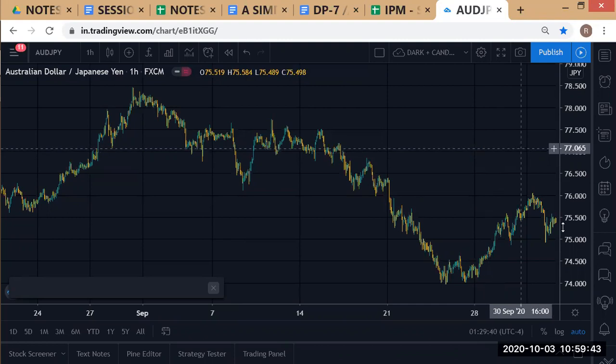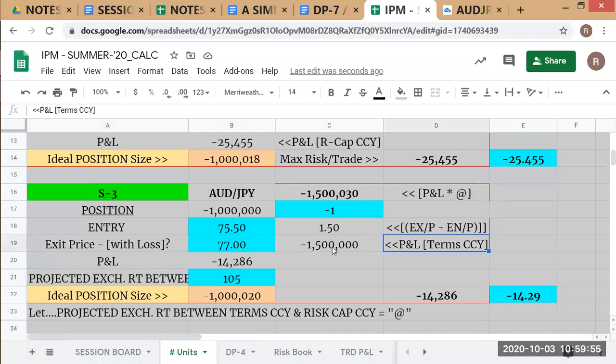Okay, I'm entering here, my stop loss is here. My stop order is here. So at the time that my stop is triggered, I will realize a certain loss in the terms currency, which will be 1.5 million yen. This much I know for sure. But what I don't know is what will be the US dollar equivalent of this loss, that is, this loss in the risk capital currency.